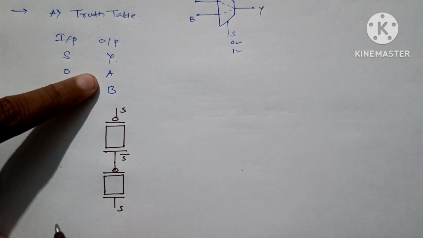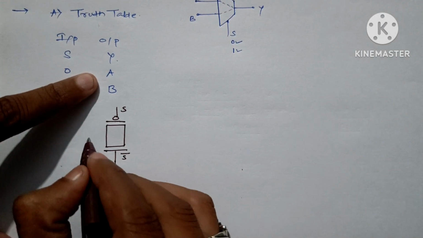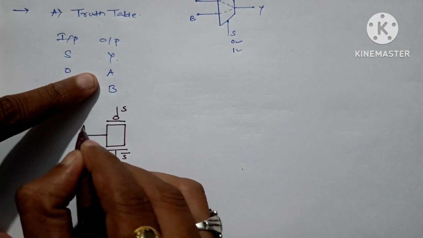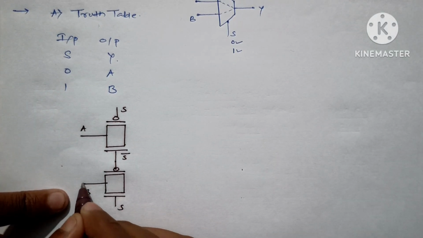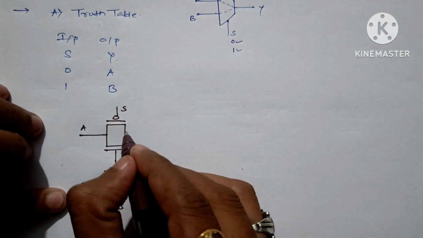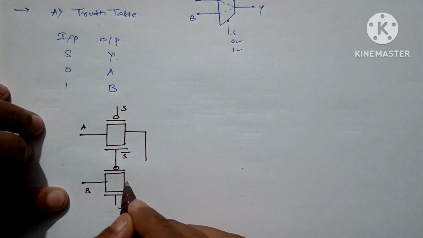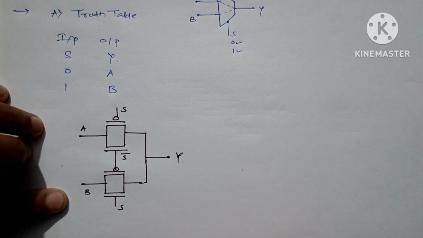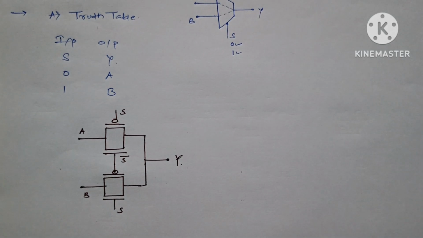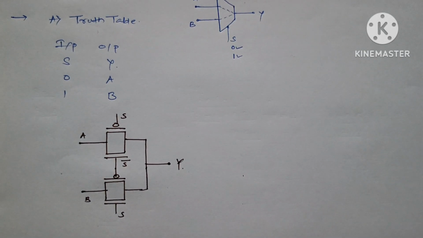The first input is A. Definitely when this is turned on, it will fetch the input A, and if this is turned on, it will be connected with B, and these two outputs are common, so we'll short these two. This will be our output Y. Now let us see how actually it will work.